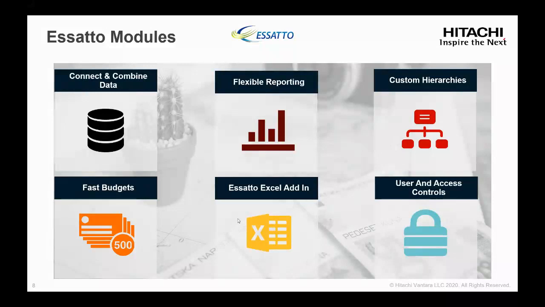You can basically achieve that in Essatto through the custom hierarchies functionality. The fast budgets is a very quick and powerful function within the solution that allows you to produce multi-scenario projected outcomes, and it's doing it at a very granular level. Unlike in an Excel spreadsheet where you cannot generally get into any depth of detail, the Essatto solution can do it right down to a specific stock keeping unit level across multiple entities, multiple products, multiple customers, and so on.